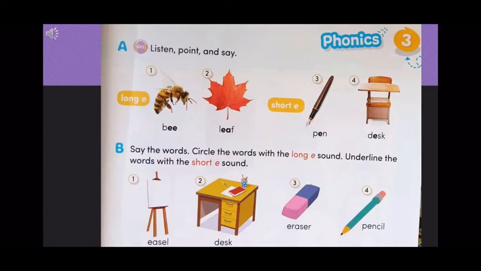Okay, so we have B to E, so it's long E. E and A together, you have E. Okay, if there is only one E in this word, the sound should be short E, eh, eh, eh.